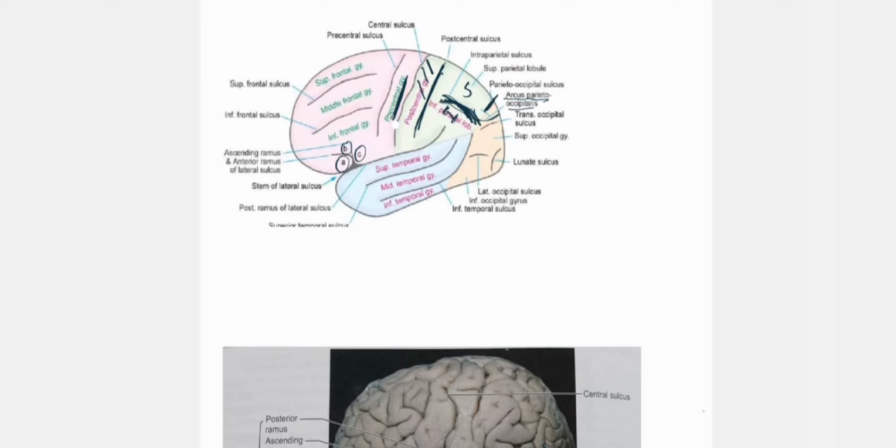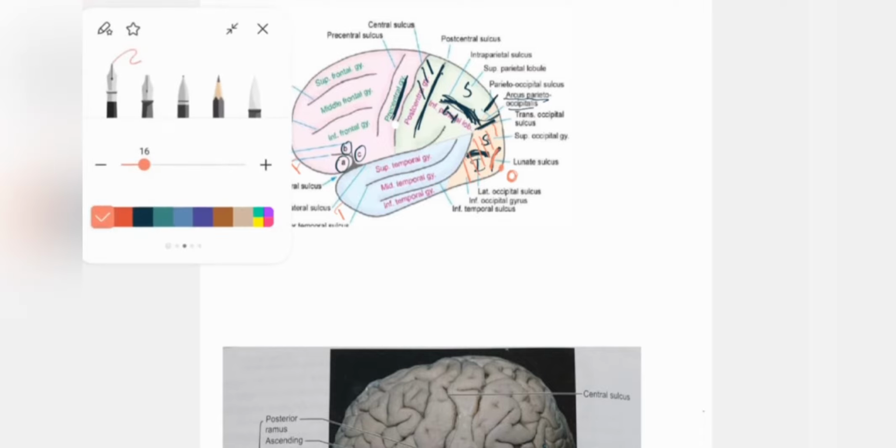Then coming to the occipital lobe, in the occipital lobe there is a transoccipital sulcus, and below that there is a lateral occipital sulcus. This lateral occipital sulcus divides the area into superior and inferior occipital gyrus, and it meets the lunate sulcus. This is the lunate sulcus. It separates this portion, that is these lobes, from the occipital pole. This is the occipital pole. This is the frontal, temporal, and this is the occipital pole. It separates this occipital lobe from this occipital pole.